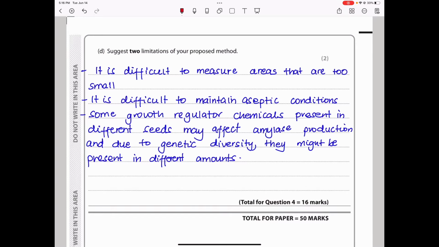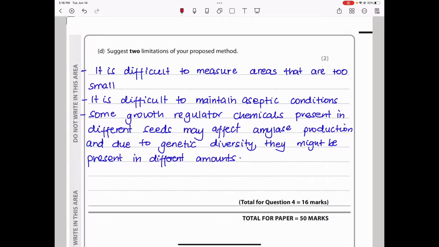Lastly, suggest two limitations of your proposed method. The proposed method is going to be kind of tricky because it's going to be difficult to measure areas that are too small. Some ABA is going to have only tiny inhibition, maybe in smaller concentrations, and we expect the diameter of the zone of inhibition to be really, really small to measure, so that is going to be a difficult thing to do.